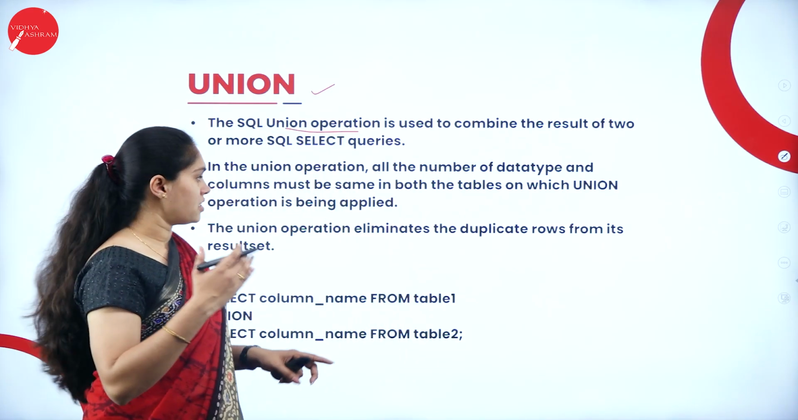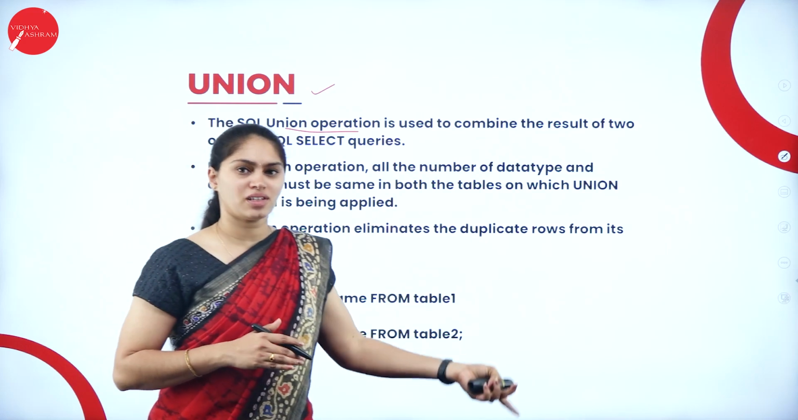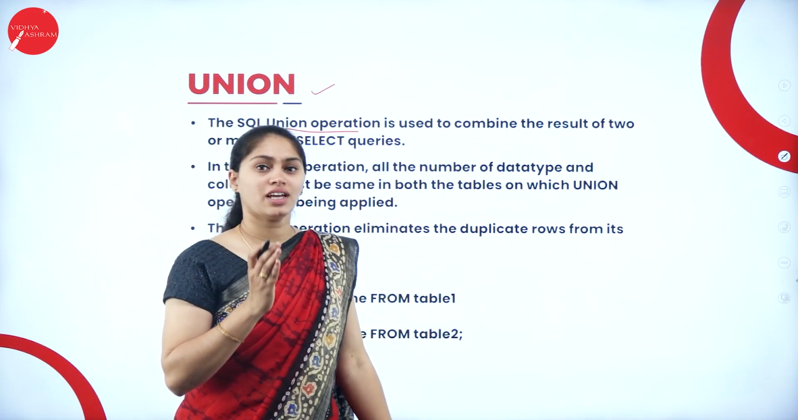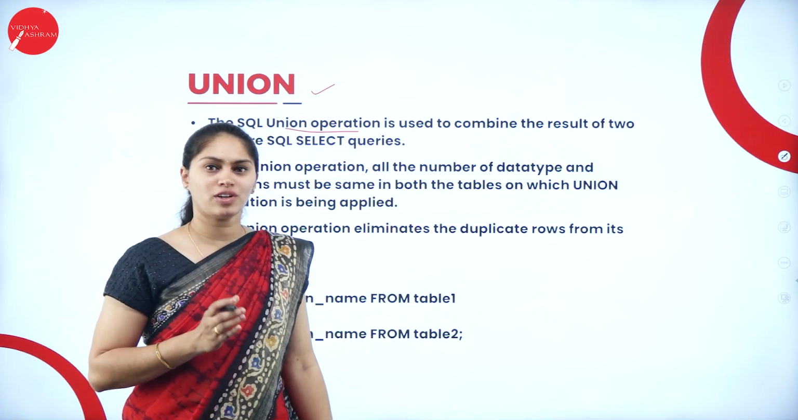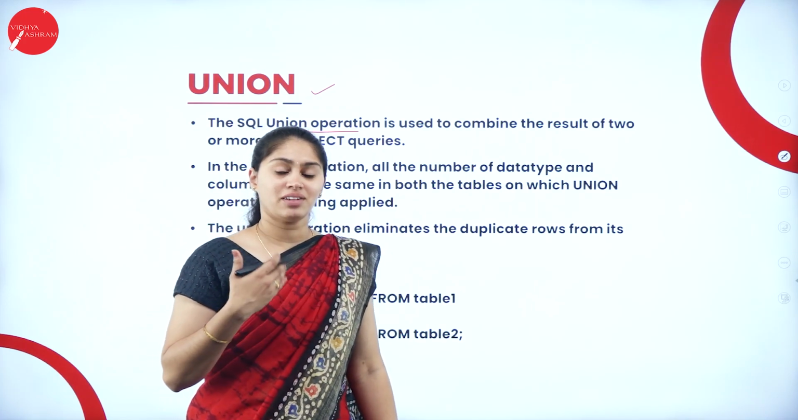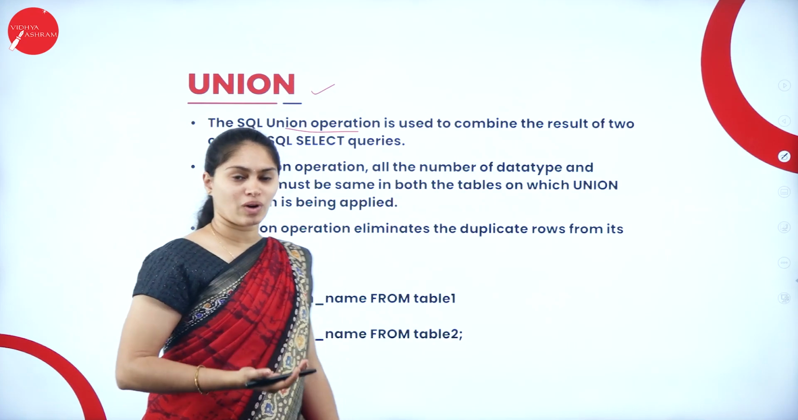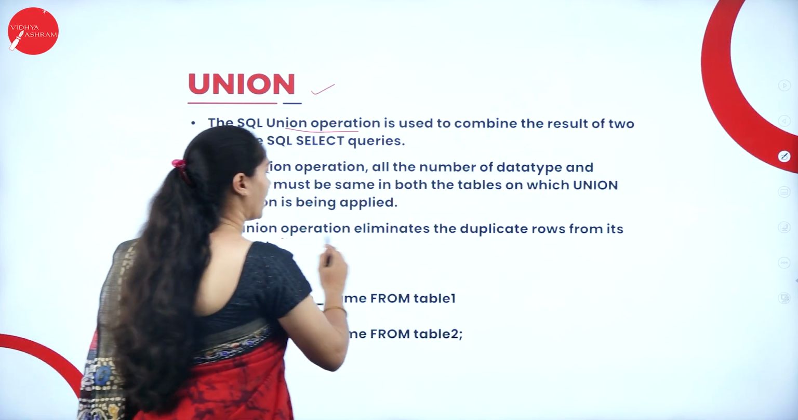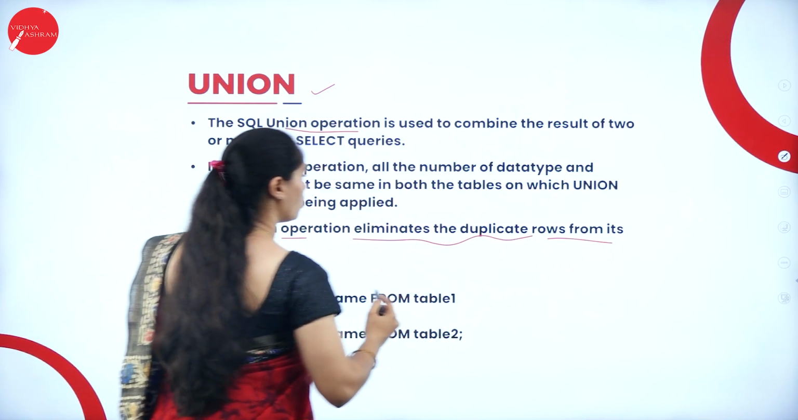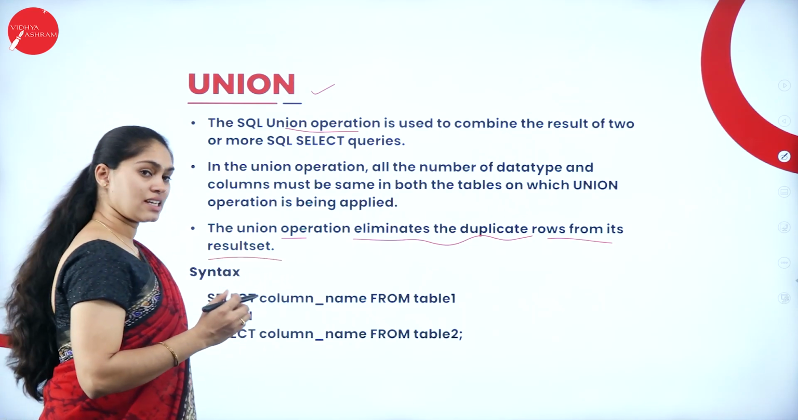This union operation is different from union all. In the union operation, it will not take duplicate data, or redundant data more than one time. It will eliminate the duplicate rows from the result set.